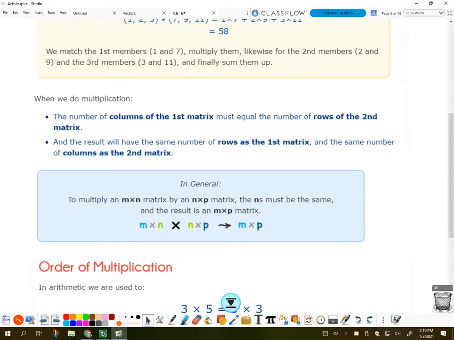It's important that you understand that when you're multiplying matrices, the dimensions are important. When you look at the number of columns in the first matrix, that has to equal the number of rows in the second matrix, or you're not going to be able to multiply. In general, if you're multiplying an m by n and an n by p, these have to match for you to multiply, and then the dimensions of your answer come from the ones on the outside. I can't spell dimensions, sorry.